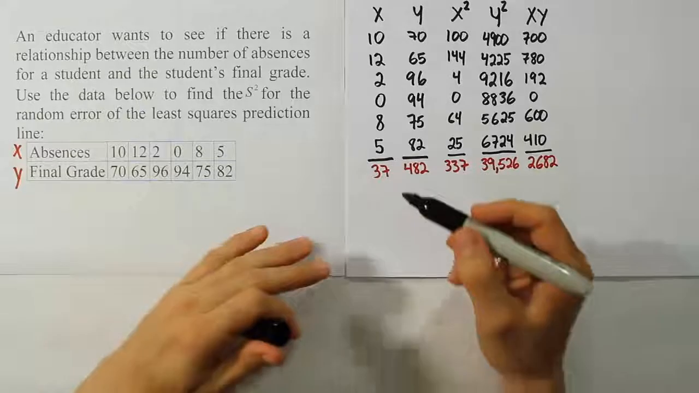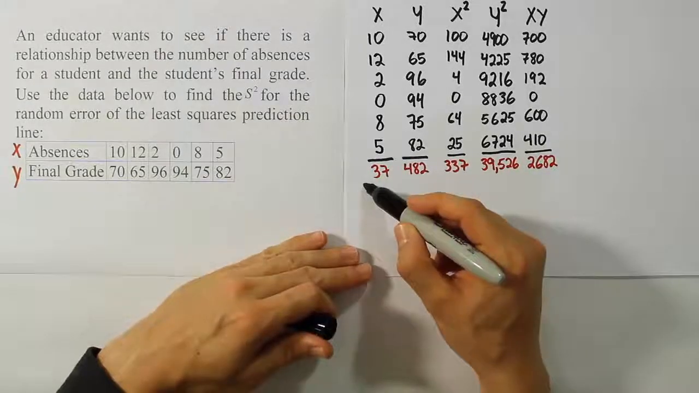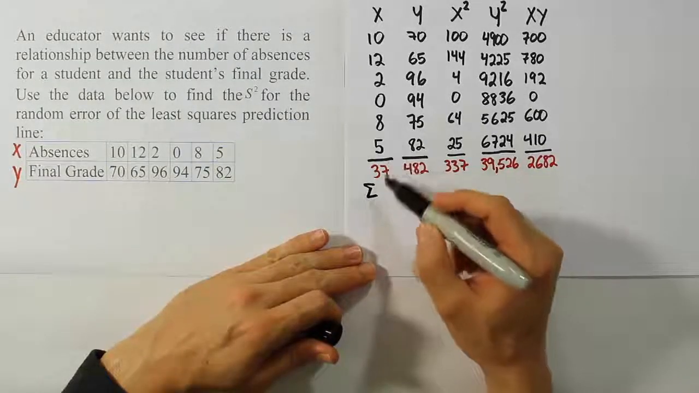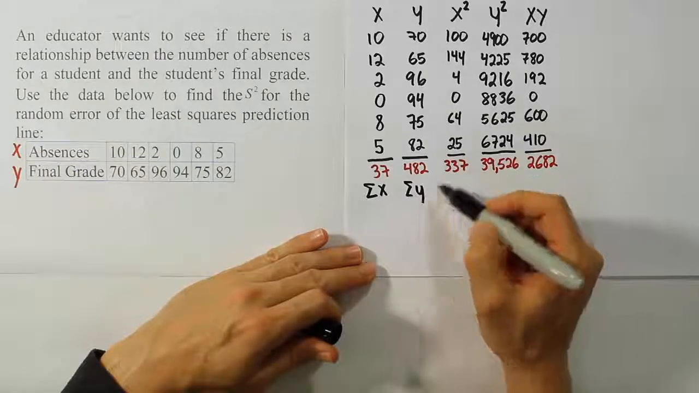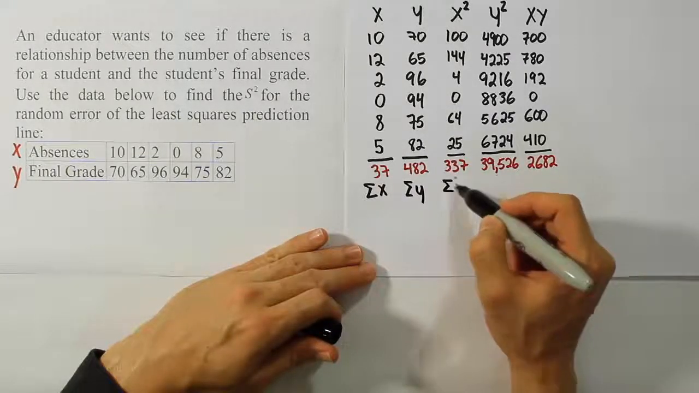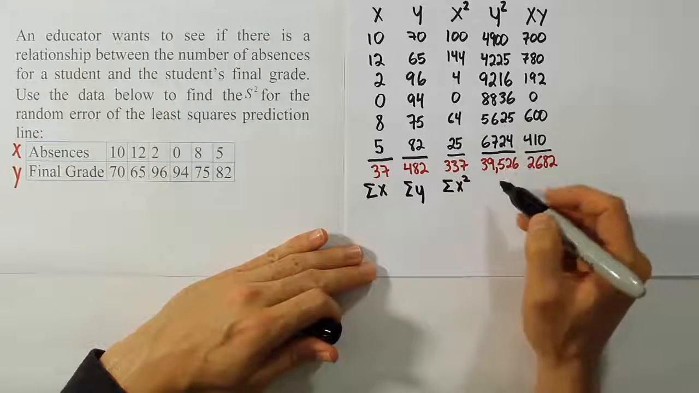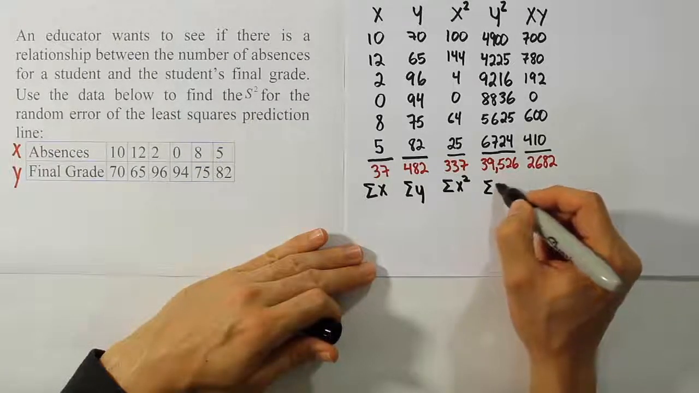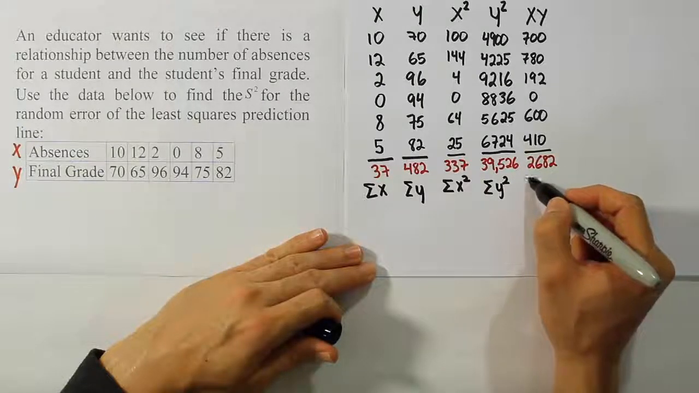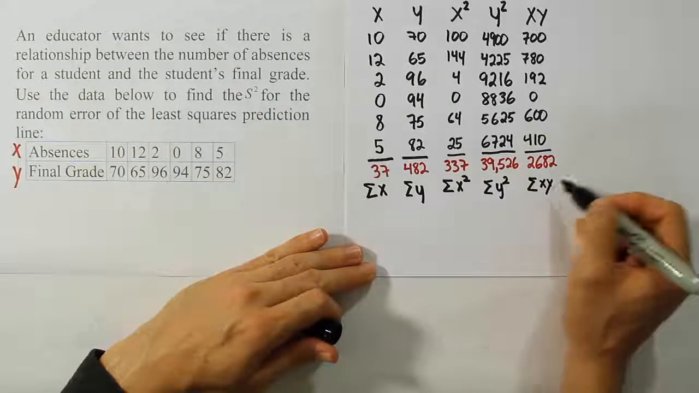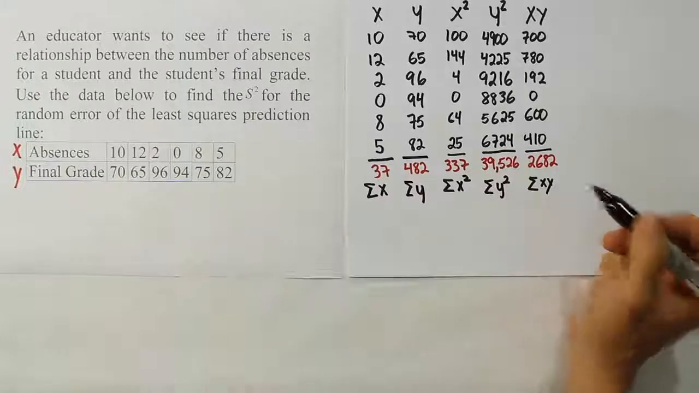So what I mean by that is name this value what it would be. It's the sum of the X column. This one is the sum of the Y column. This one was the sum of the X squared column. This guy was the sum of the Y squared column. And lastly, this guy here is the summation of the X, Y column. Okay, so we have the totals now.